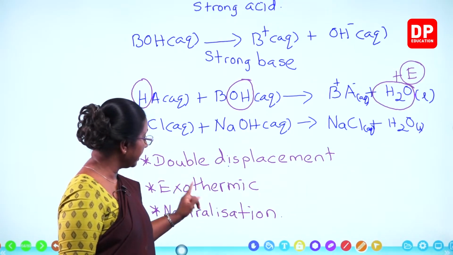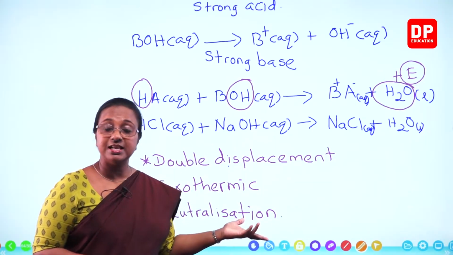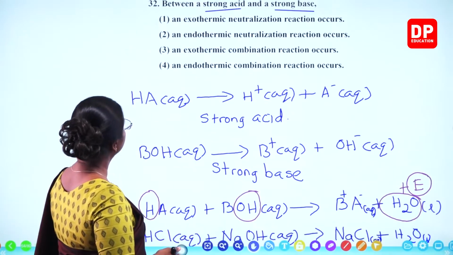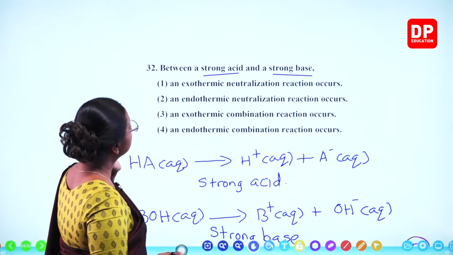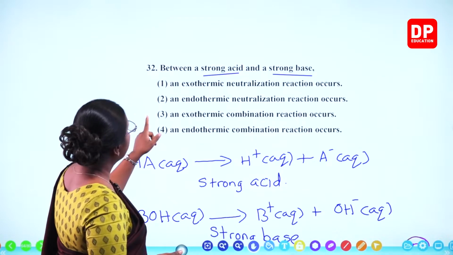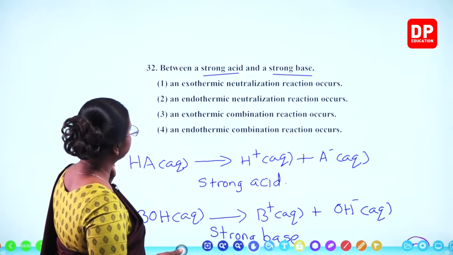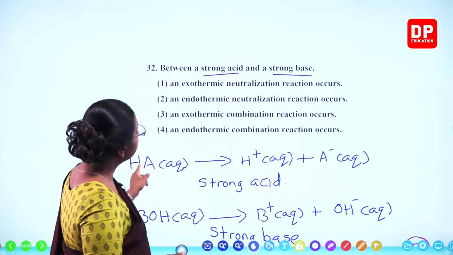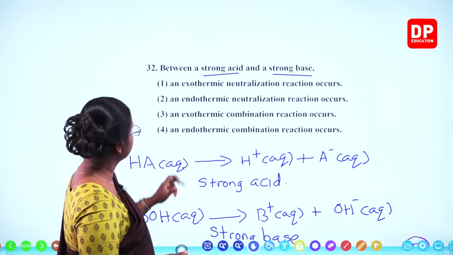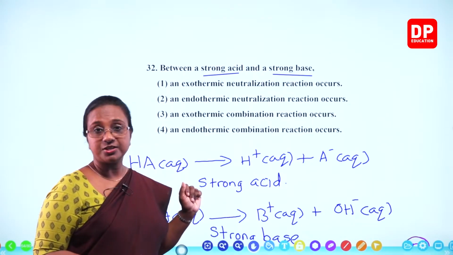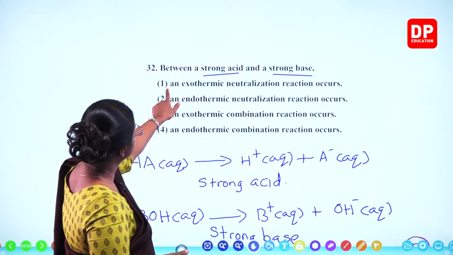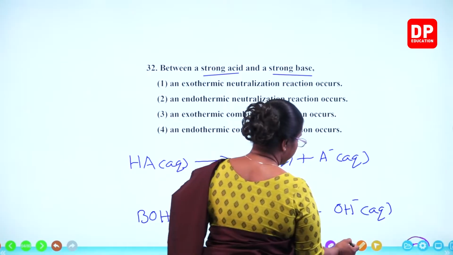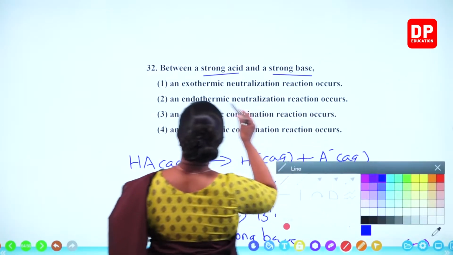Neutralization, N-E-U-T-R-A-L-I-S-A-T-I-O-N or Z-A-T-I-O-N, both can be used. So now, if we answer the question, between a strong acid and a strong base, an exothermic neutralization reaction occurs. An endothermic neutralization reaction occurs. An exothermic combination reaction occurs. An endothermic combination reaction occurs. The correct one is an exothermic neutralization reaction occurs. So it has to be neutralization and exothermic.